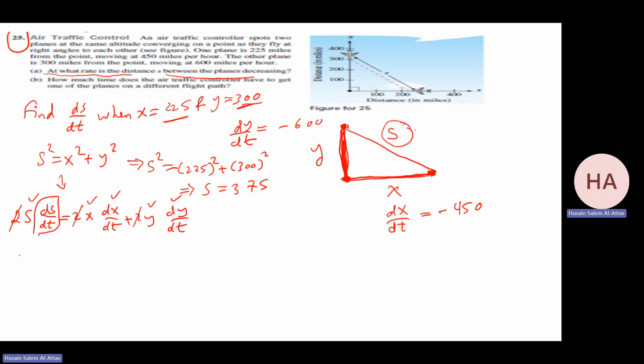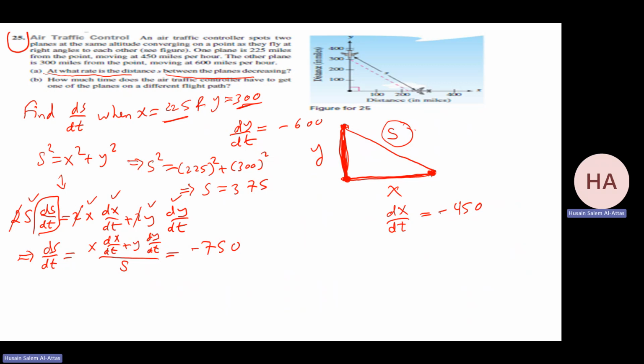So ds by dt will be x dx over dt plus y dy over dt, over s, which is 375. If we do the calculation, you will get what? Yeah, I don't like these big numbers. It will be minus 75, minus 750 miles per hour. That will be the rate of change for s.